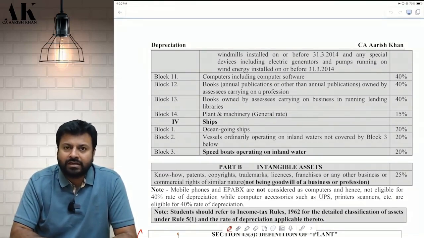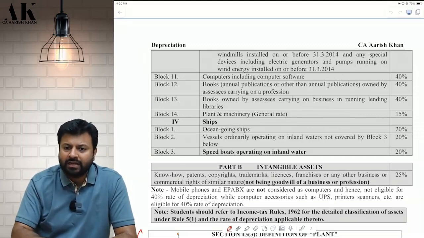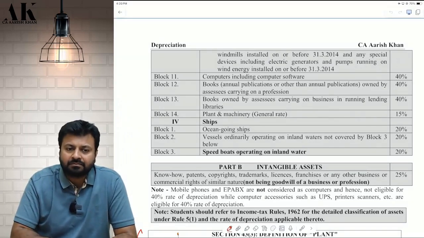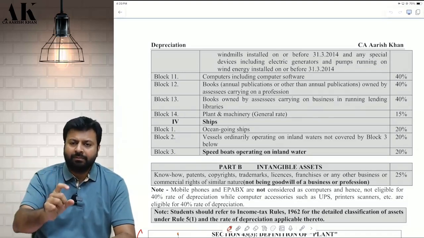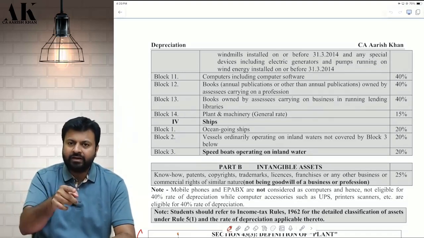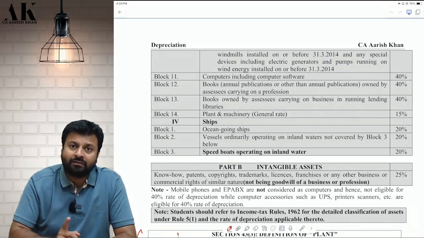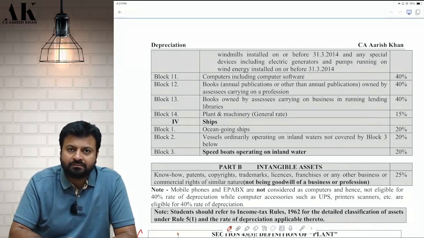Transfer of block of asset, and I have to compute depreciation on that, and then I have to compute short-term capital gains on that. If I am getting more than the WDV, it is a short-term capital gain. If I am getting less than the WDV, it is a short-term capital loss. This is the way we compute capital gain or capital loss in the chapter of capital gains for depreciable asset, for block of asset. Alright, did you understand what I said?